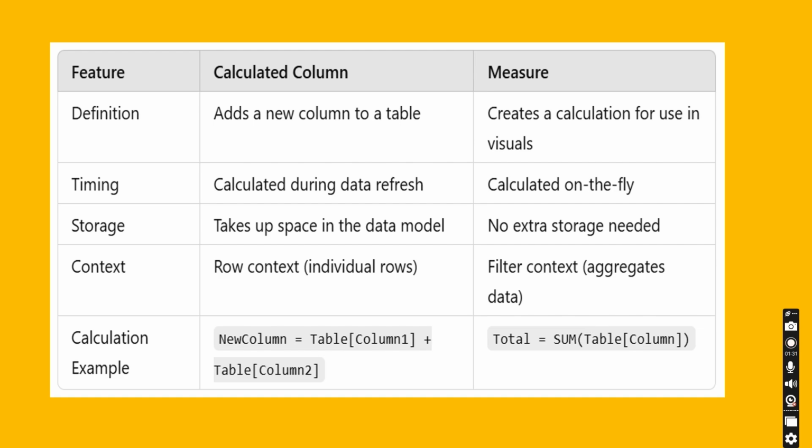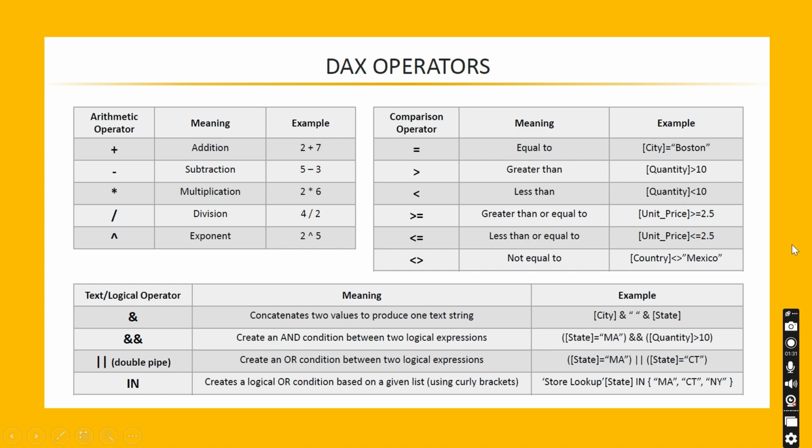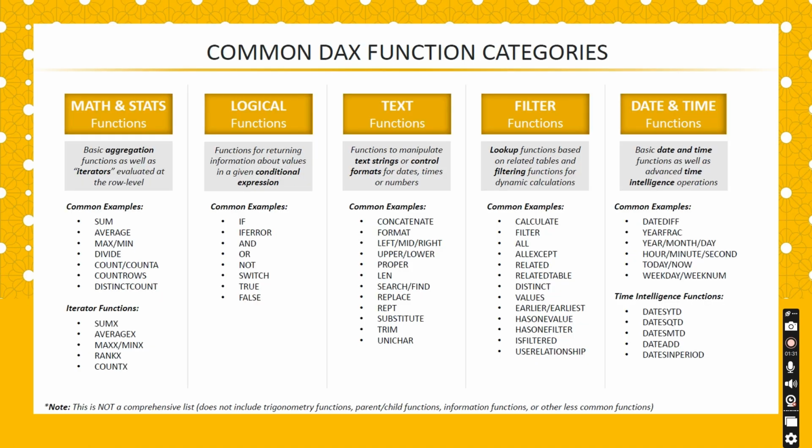This is the main difference between the calculated column and the measures. In upcoming videos, we will go through the row context and the filter context. We'll check the DAX operators and many more things. Main DAX functions like logical functions, aggregation functions, text functions, filter functions, and date and time functions. We'll check everything in upcoming videos.